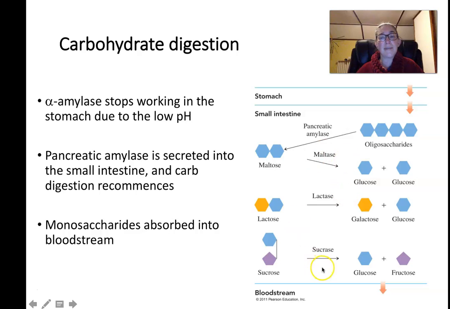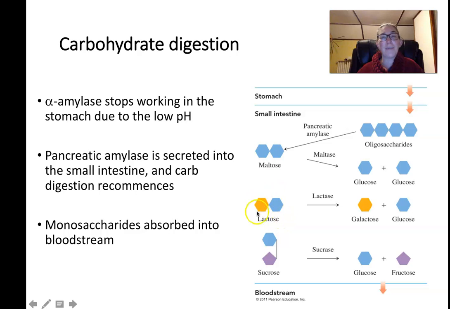So these enzymes are made by the pancreas. The pancreas makes a lot of them, though the jejunum, part of the small intestine, is actually where lactase is produced. People who are lactose intolerant lack this enzyme lactase, so they can cut up and digest maltose and they can digest sucrose, but they can't digest lactose.